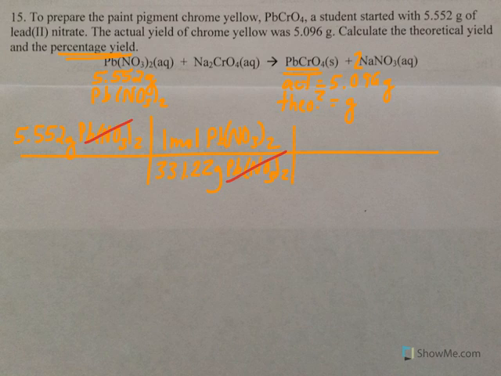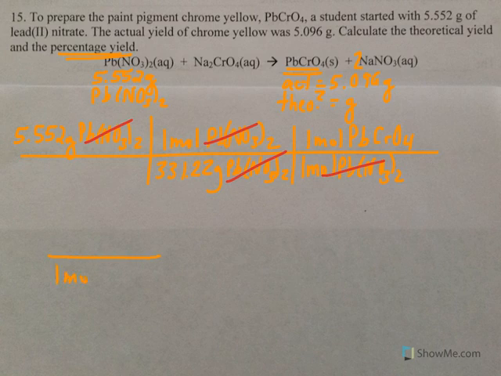Now we have our mole ratio step, so there's 1 mole of lead(II) nitrate for every 1 mole of our pigment chrome yellow. Those moles cancel out, and we can go straight to grams here. I'm going to continue this on the next line because I've run out of room, and I see a lot of you do this too, and that's perfectly fine. It just ran out of space.